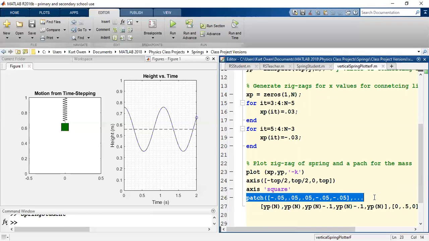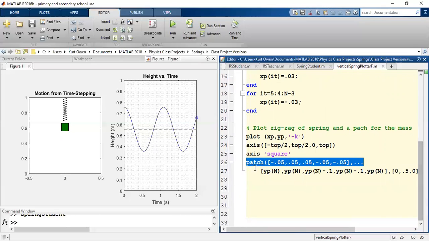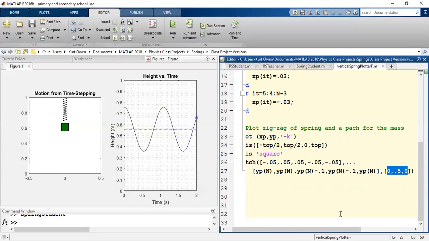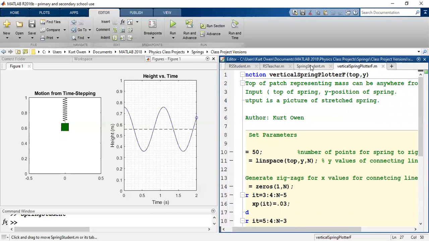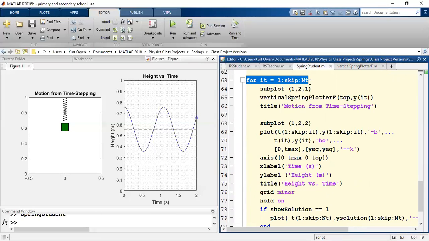This patch command is what plots the green box. We're connecting those x values to these y values to create the rectangle itself, and then this little bit of code right here is what chooses the color of the box. So you don't need to know the details, you just need to understand the vertical spring plotter plots one picture. Notice it's in this for loop. So each time we step through the for loop, the y position changes slightly, and that's how we get the animated box going up and down and the spring compressing and stretching out using the little bit of code in vertical spring plotter.